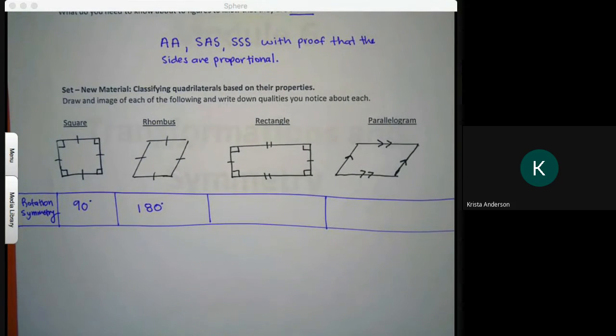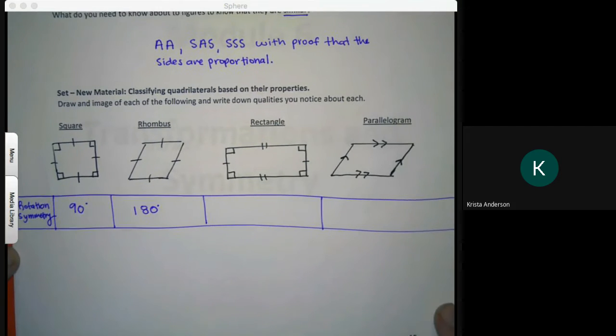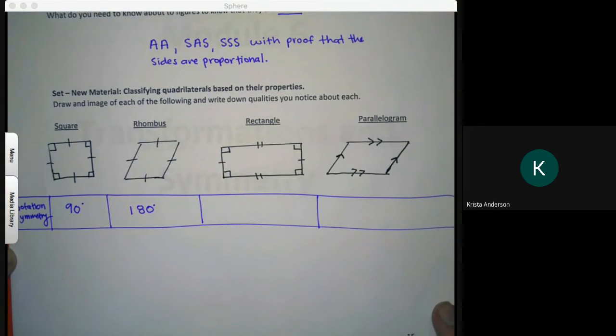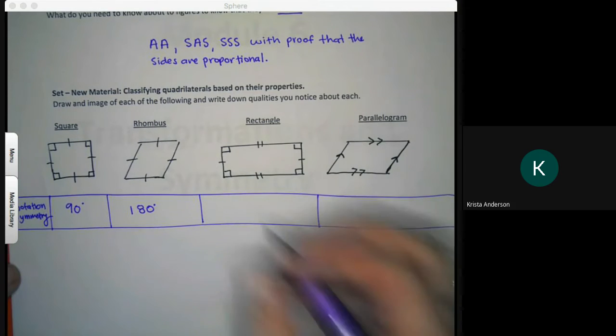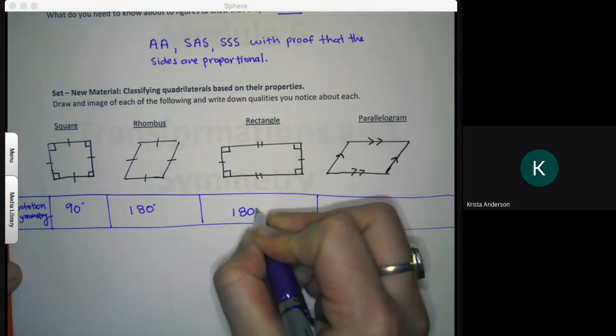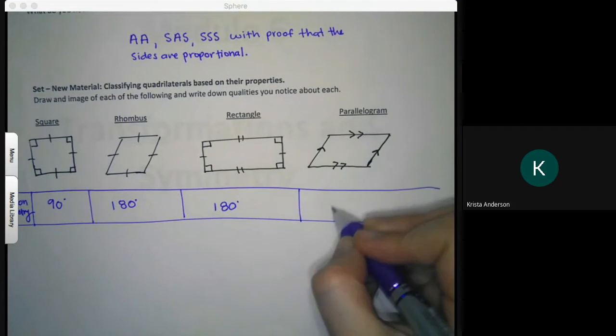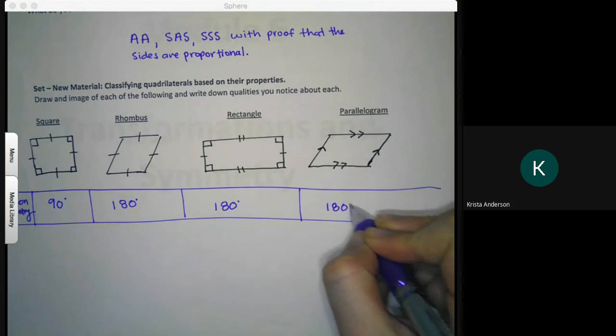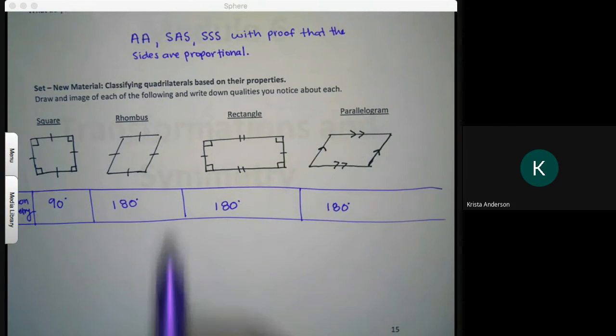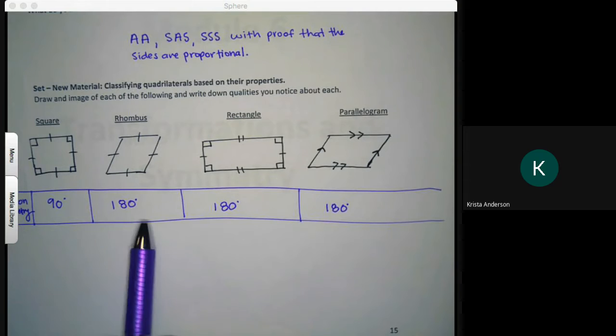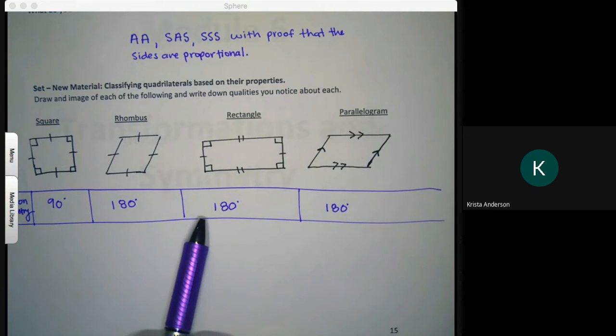What do you think a rectangle will be? Do you need me to draw it and show you the rotation? 180. And a parallelogram. 180. Now on your assignment, it'll ask you for which one rotates 180 degrees. How many are there that rotate 180 degrees? 3 of them. Now I'm going to try my best not to confuse you.